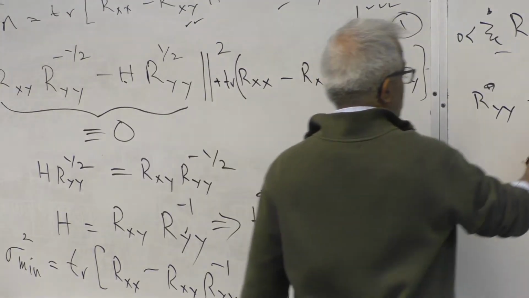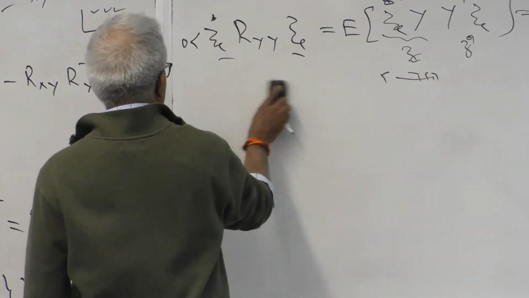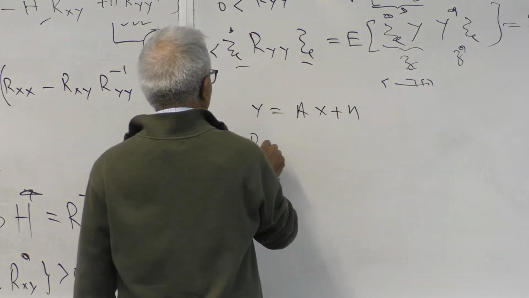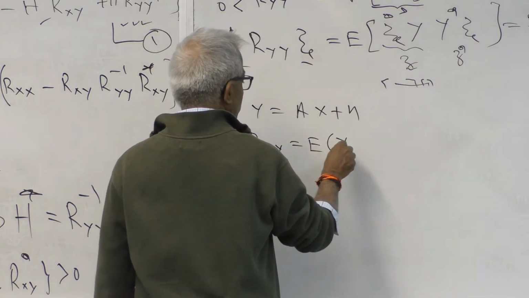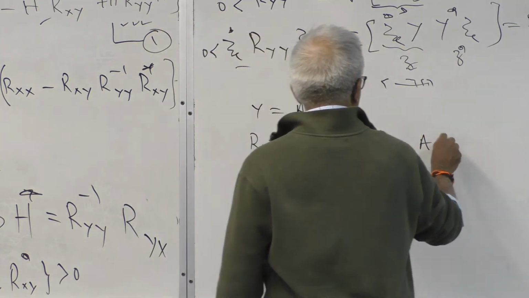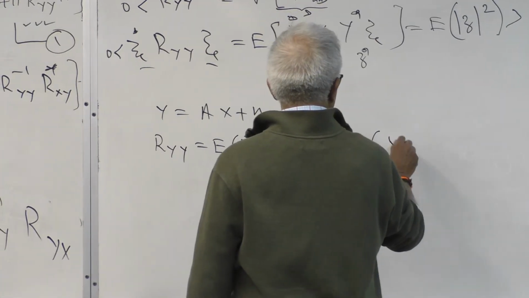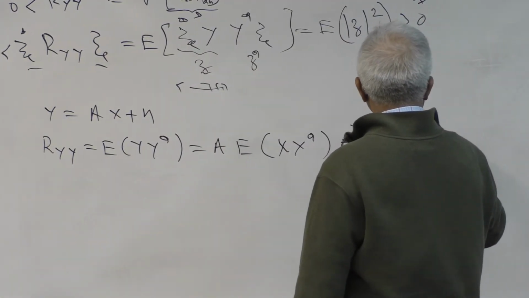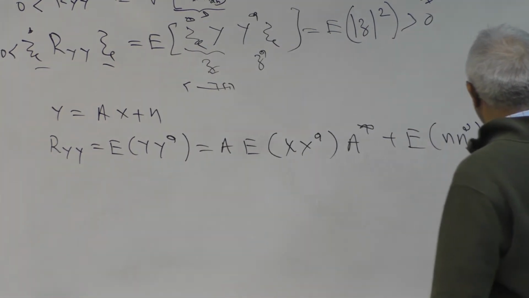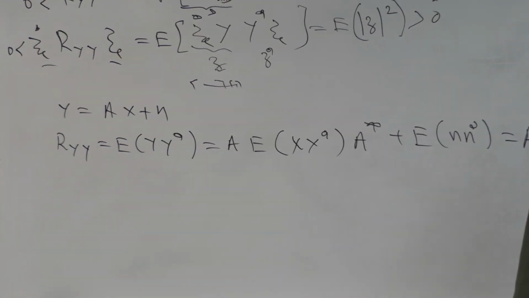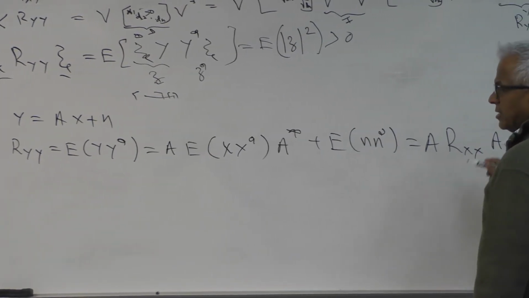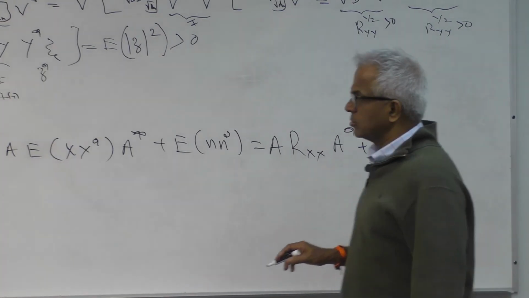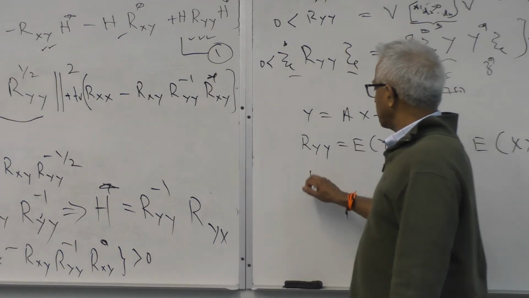So in our case, what is RYY? Remember, Y is AX plus N. So RYY is the expected value of YY transpose. That's going to be A times the expected value of XX transpose times A star, plus the expected value of NN transpose. And we are assuming that X and N are uncorrelated, okay? So that's RYY. You also need RXY.